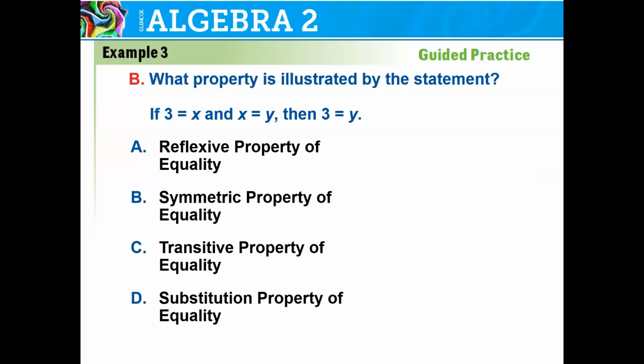Okay, what property is illustrated by this? If 3 is equal to x and x is equal to y, then 3 is equal to y. So the reflexive property is just stating the same thing, that A is equal to A. The symmetric property states the same thing, just changes the order. We're not substituting in, so from deductive reasoning again, we can say that this is the transitive property. Also, if we were to replace 3 with A and x with B and y with C, it would match the transitive property exactly.